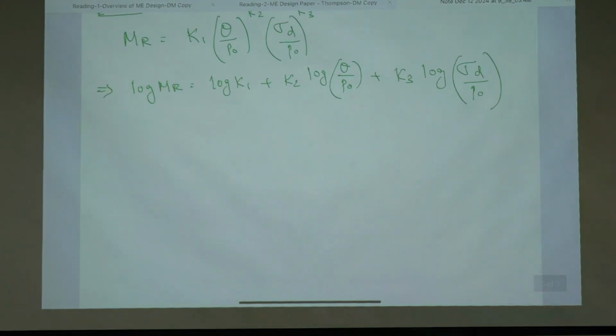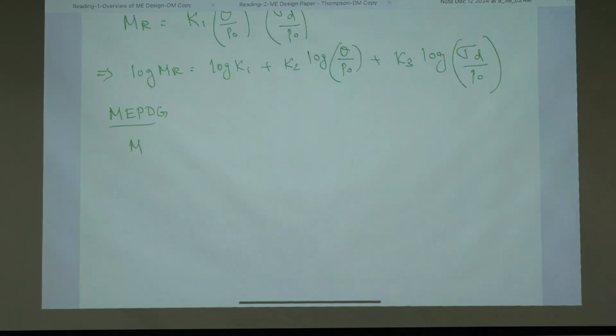The very last one is MEPDG, or the universal model. That's MR is equal to K1 PA theta over PA raised to the power K2 tau octahedral over PA plus 1 raised to the power K3.